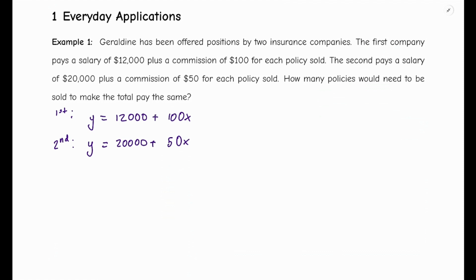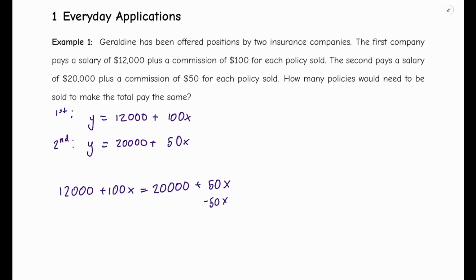And now, how many policies would need to be sold to make the total pay the same? That's equivalent to saying solve this system of equations. Here, both equations are already solved for y, so I'm going to do substitution. Substitute the first equation into the second equation. We get 12,000 plus 100x equals 2,000 plus 50x.